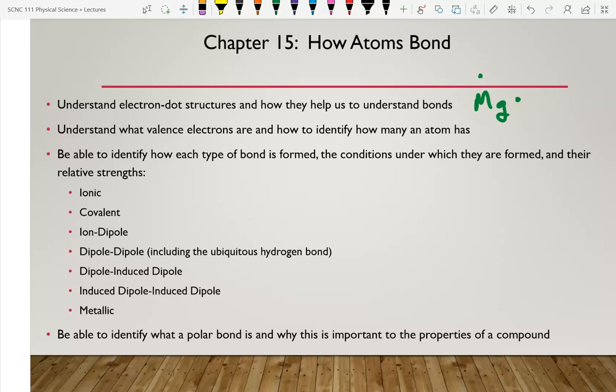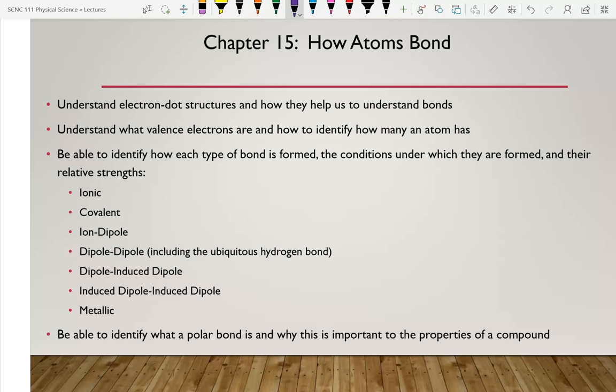oxygen. Let's change the color. Oxygen has that, so it would do something like that. Now notice each of these want to have another bond. Magnesium oxide makes a nice crystal because it just keeps doing that. So make sure you understand how those dot structures work. We'll stick with simple things.